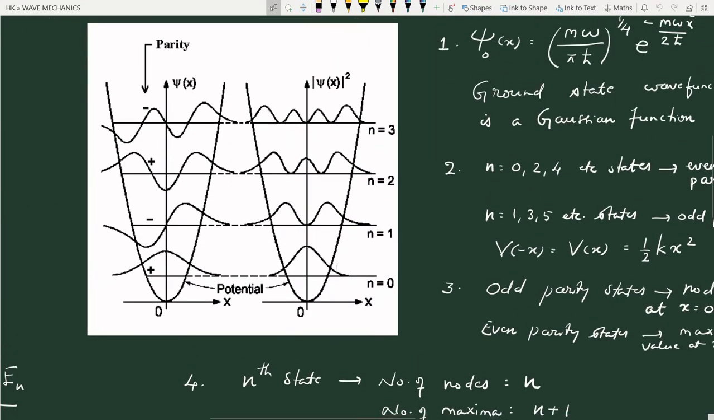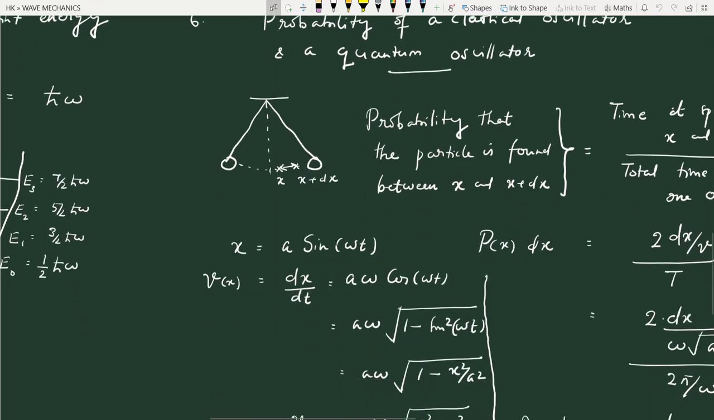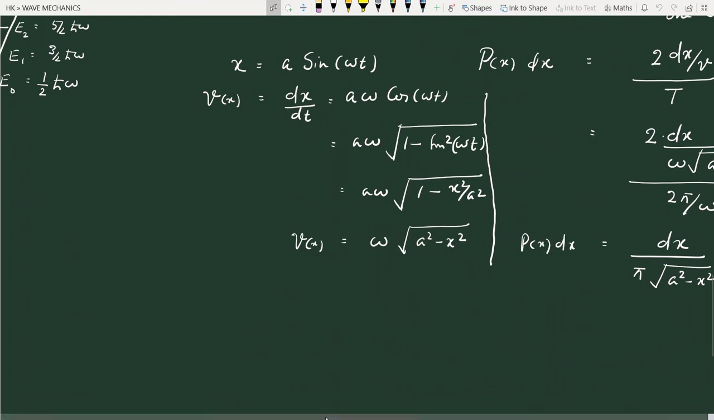But for the quantum oscillator, for the n equal to 0 state, probability is like this. For the n equal to 1 state, it's different. It's a minimum at the mean position, but it's maximum at 2 different points. So it varies with energy. The probability of a quantum oscillator is different from that of a classical oscillator, and also it changes with energy. But let us see what happens when n becomes very large.